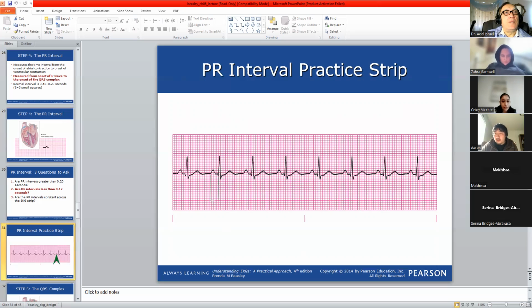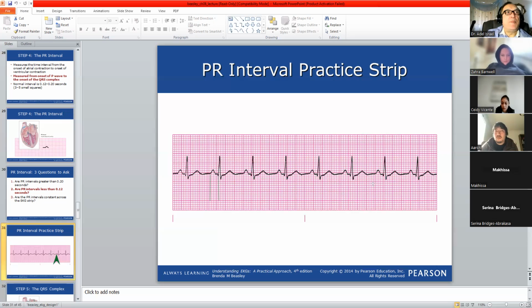What do you think? Let us count again. 1, 2, 3, 4, 5. Actually, it's 5, not 6. So 5 small boxes equal what? 0.2. Very good. So PR interval is 0.2. Is this normal or not normal? Normal. Very good. You got it, guys?